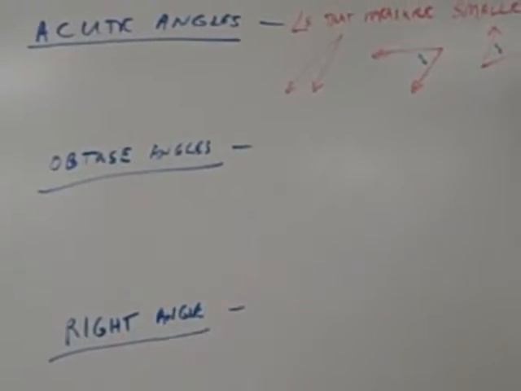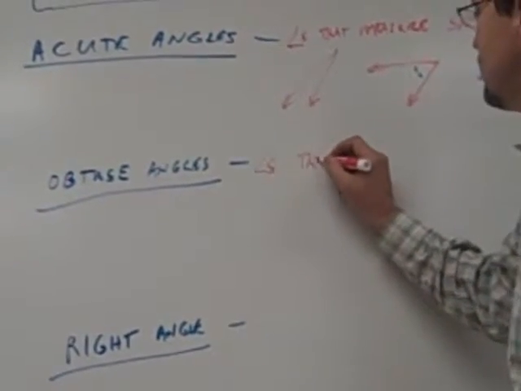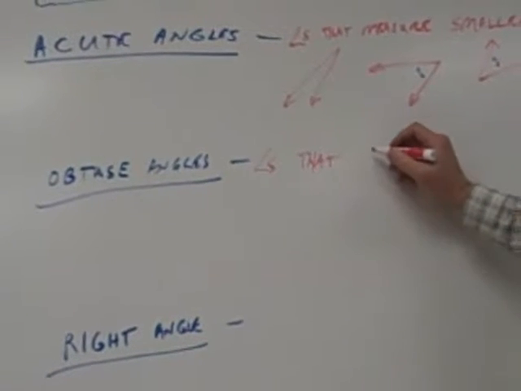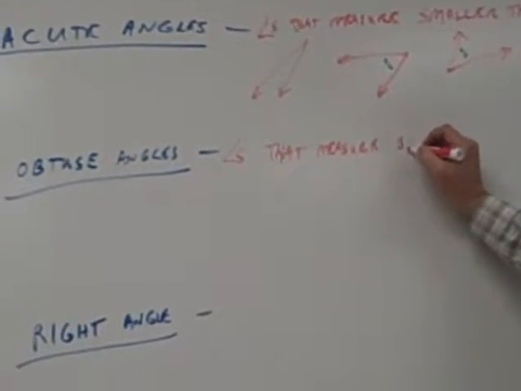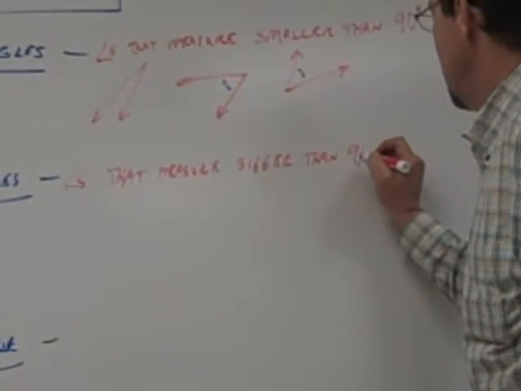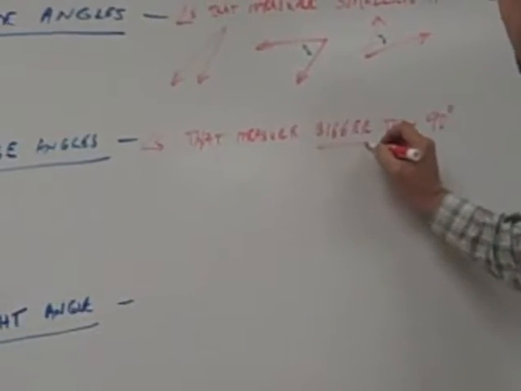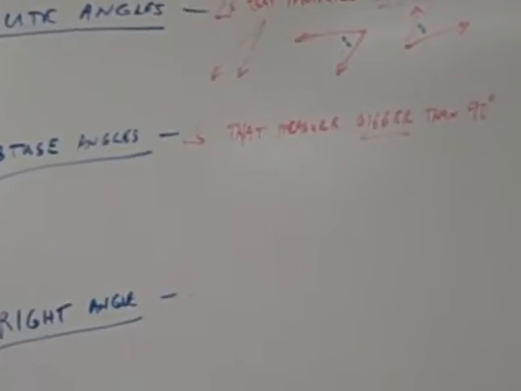All right, obtuse. Here we go. Angles that measure bigger than 90. Bigger than 90. I'm going to come up here and underline smaller and underline bigger. All right, bigger than 90.